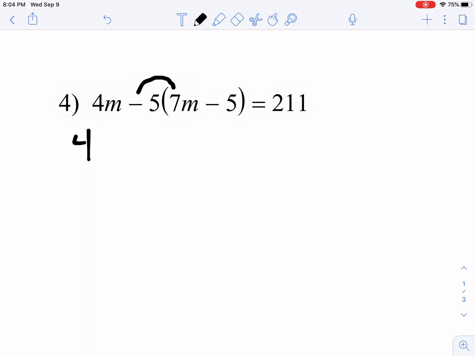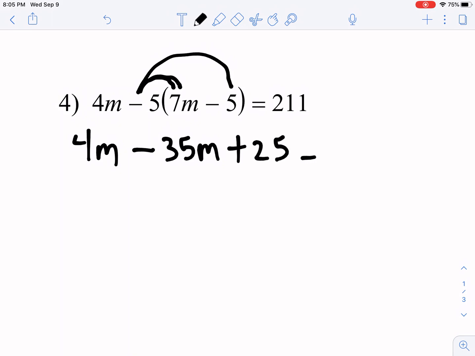So the 4m will stay the same, and then we'll multiply my negative 5. What's a negative 5 times 7? Different sign, I get a negative. 5 times 7 is 35. And then, of course, keep the variable, m. Then I would have a negative 5 times a negative 5. 2 negatives make a positive. 5 times 5 is 25, okay? So now, step number 2, can I combine like terms? Yeah, I have variables I can put together, right? 4m minus 35m.